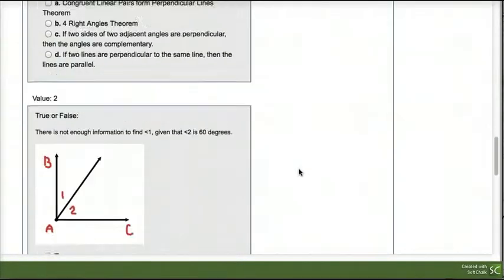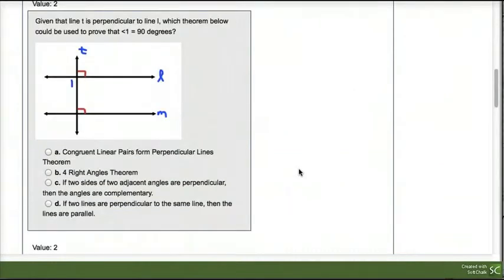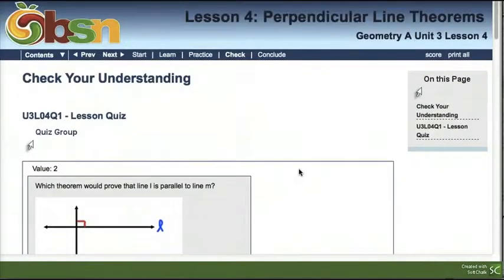I enjoyed making this course. I had a lot of fun making it, and I appreciated the opportunity to make it. I just hope that the students that take it enjoy it and learn some geometry. Thanks.